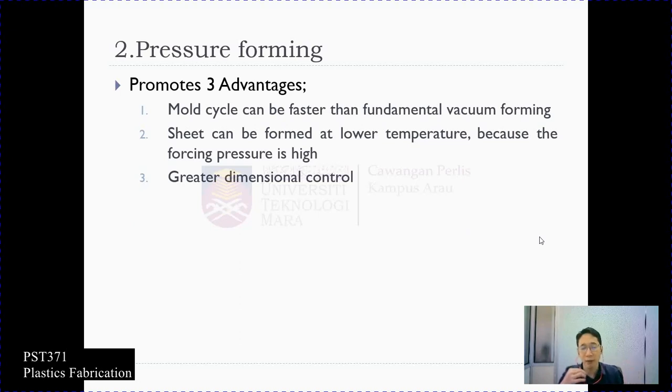Okay, why is it faster? Usually, if you look at lifting things, pushing is much easier than pulling, so the cycle time will be reduced. This is significant. After all, even a high vacuum pressure is not comparable with air pressure from external sources. The sheet can be formed at a lower temperature because the forcing pressure is high, and there is greater dimensional control, of course, because of the higher pressure compared to vacuum forming.